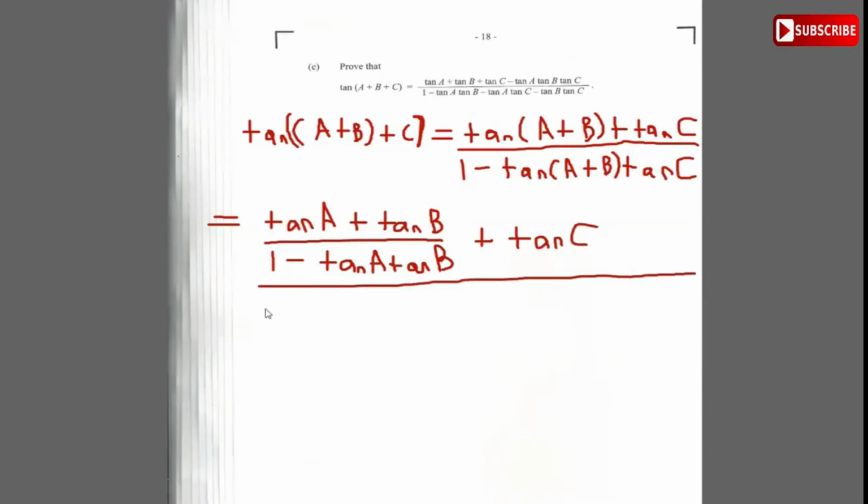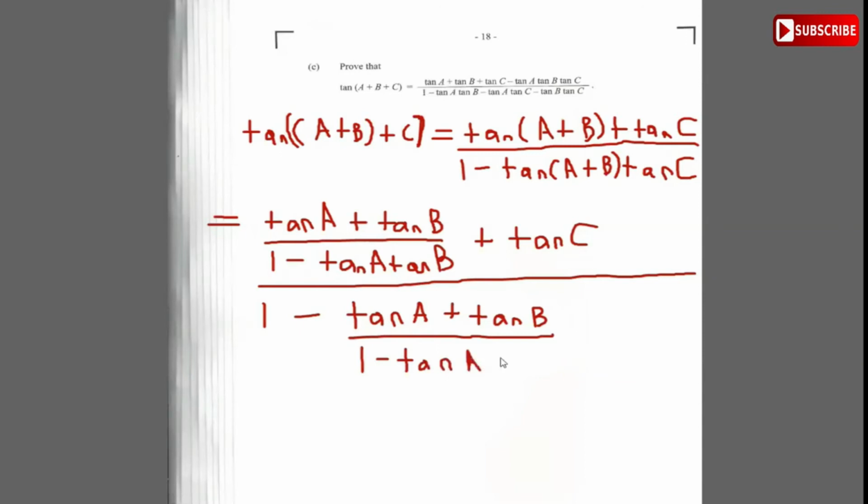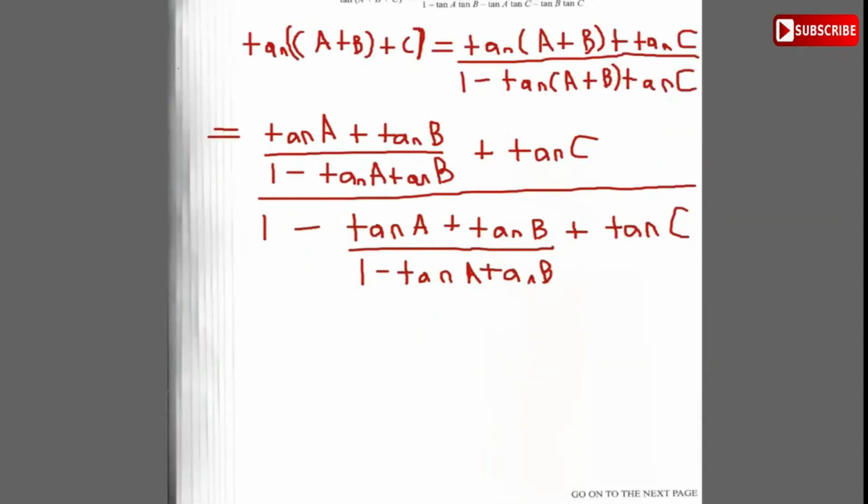now this part again becomes 1 minus this tan A plus tan B. We're going to put all of this right here again, which is 1 minus tan A plus tan B over 1 minus tan A tan B, plus tan C. Nice and easy. So this is what we have. And so now all we have to do is simplify this.